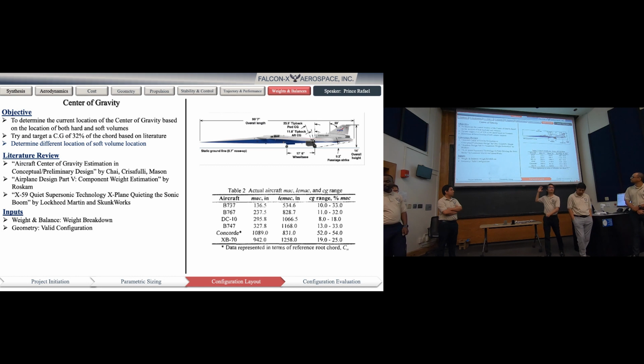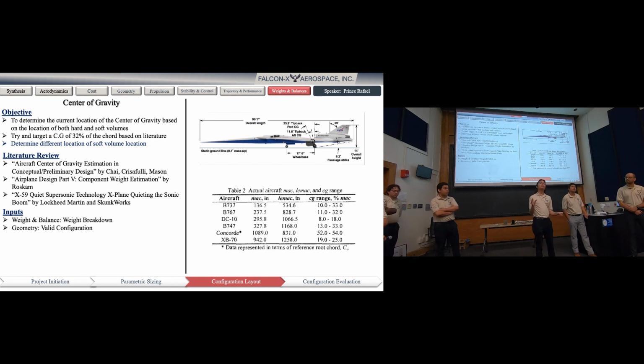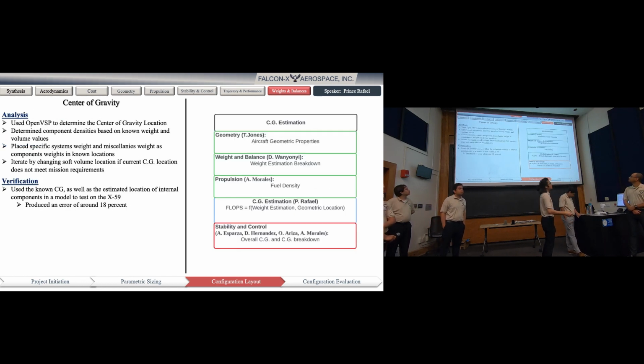Now that we know all of the weight components, we can now start to determine a CG by placing these different soft volumes and hard volumes. We're trying to aim for around 32% of the chord based off of different conceptual design papers saying that that CG kept the aircraft stable. So that's what we're trying to aim for. Next slide, please. To do this, we use OpenVSP to help model the aircraft to put all these volumes together, and we proved it using an X-59 from last semester.